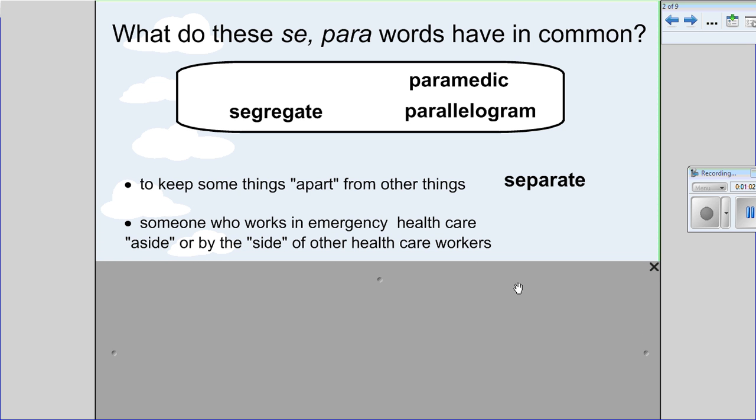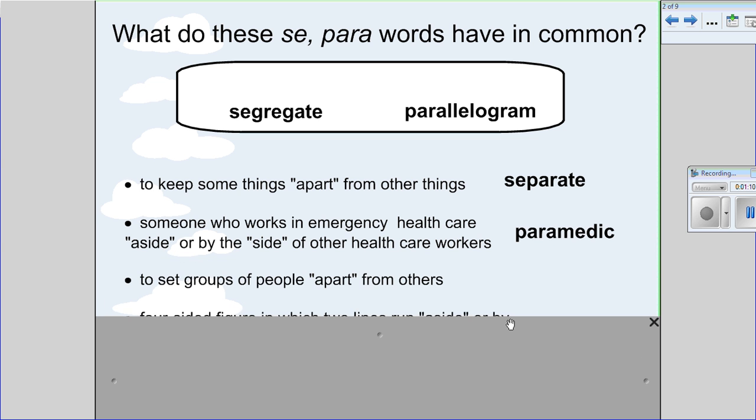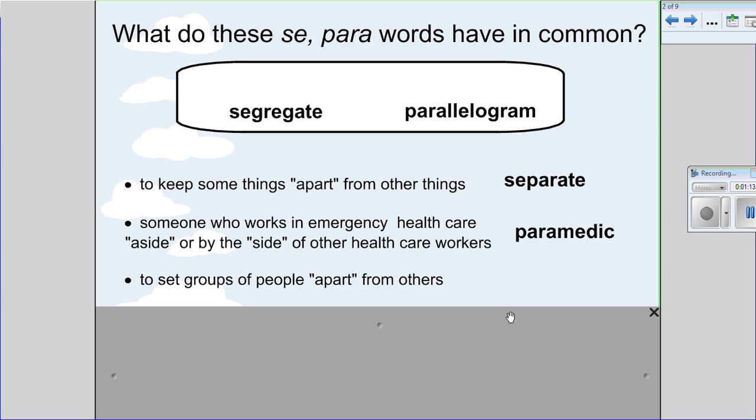Someone who works in emergency healthcare aside or by the side of other healthcare workers. We call these people paramedics. To set groups of people apart from others. When we do this, we segregate people.